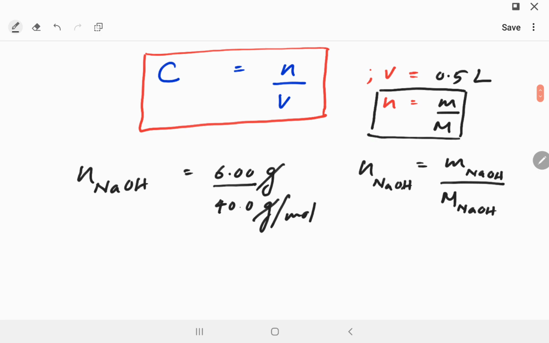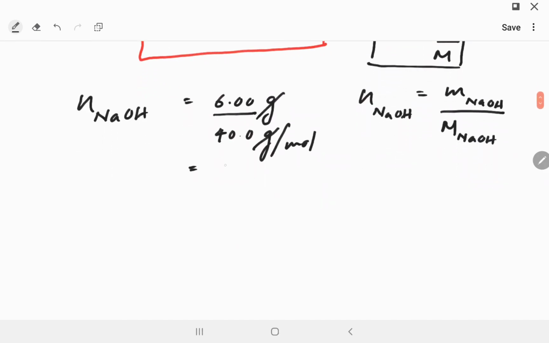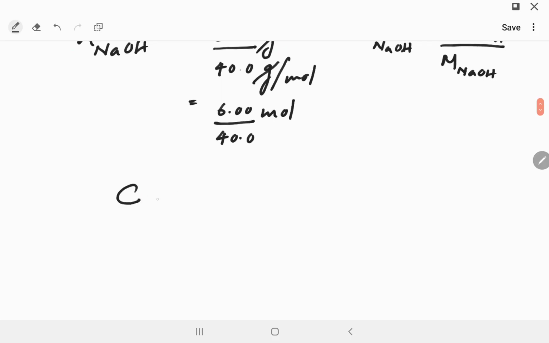Okay, so grams to grams will cancel out and you get the moles. Don't do the calculations or try to use a calculator at every step. Just keep it as is, 6.00 divided by 40.0 moles. Now you know the number of moles, so plug it in. We want to calculate the molarity of the sodium hydroxide solution. We already know the moles, 6.00 divided by 40.0 moles, and then you divide it by the volume, which is 0.5 liters.